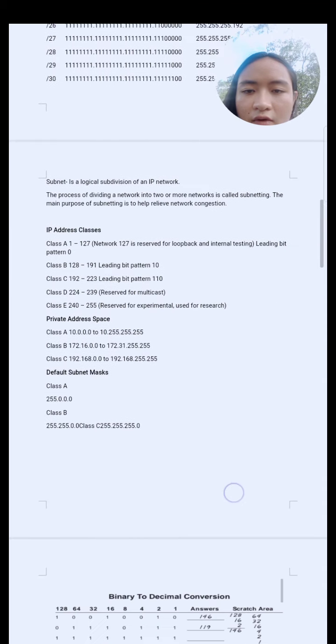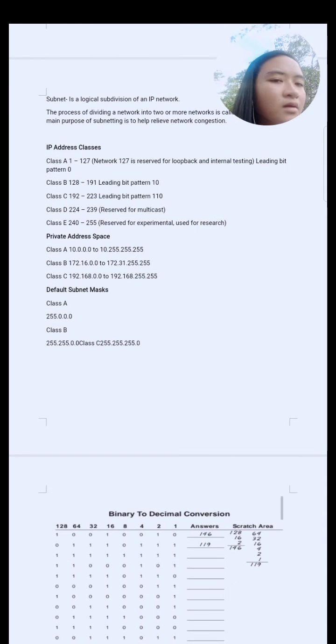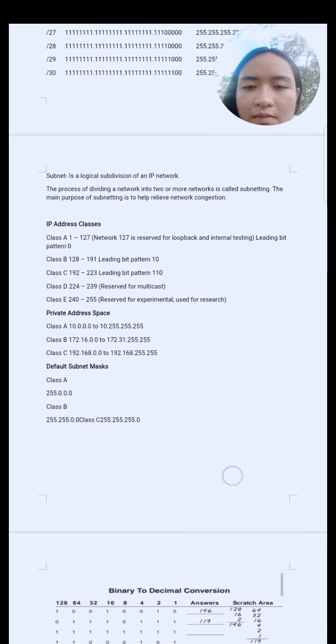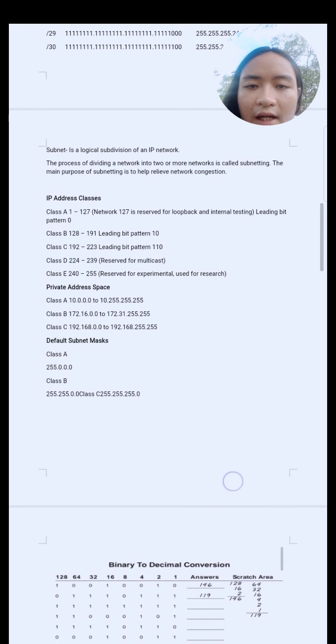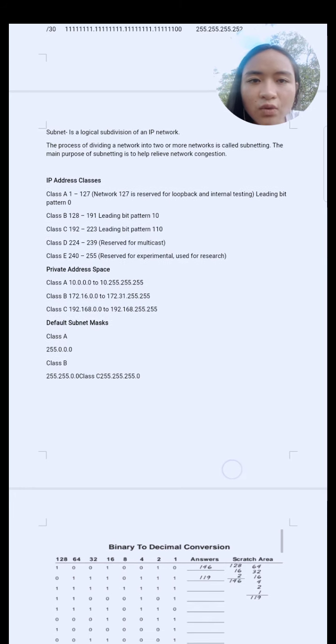So let's proceed to subnets. So what is a subnet? A subnet is a logical subdivision of an IP network. The process of dividing a network into 2 or more networks is called subnetting. The main purpose of subnetting is to help relieve network congestion. So we have here the IP address classes.